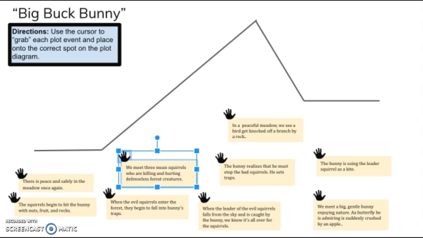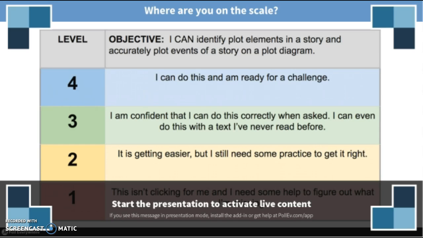Finally, I want you to take this poll and I want you to place yourself on the scale. Okay? Are you a 1? This isn't clicking for me and I need some help to figure out what I'm doing wrong. Are you a 2? It's getting easier, but I still need some practice to get it right. Are you a 3? I'm confident that I can do this correctly when asked. I can even do this with a text I've never read before. And 4 is, yes, I can do this and I'm ready for a challenge. Okay?